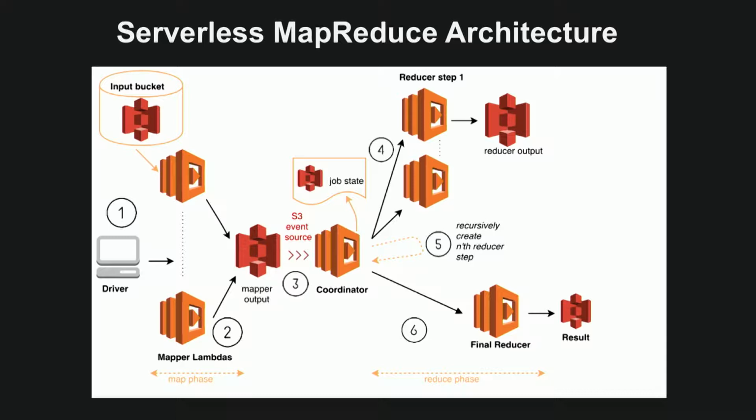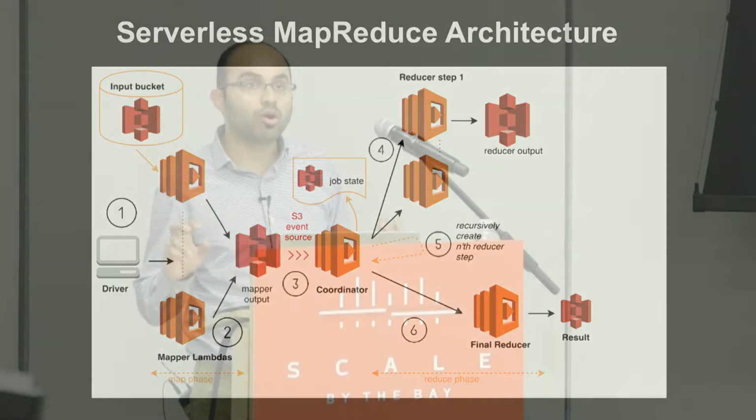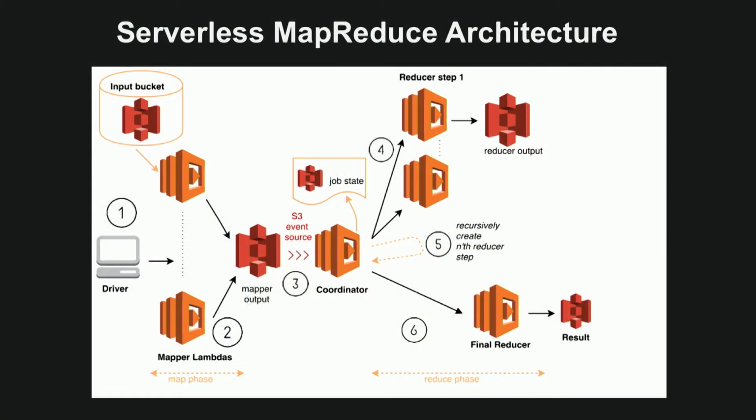In order to make that serverless, we have a coordinator Lambda function that gets invoked every time a mapper writes an output. Because Lambda is stateless, we use S3 as a mechanism to maintain state and where we are in the process. That does the magic, and then it recursively reduces based on the outputs that we get, and then finally we get the output.